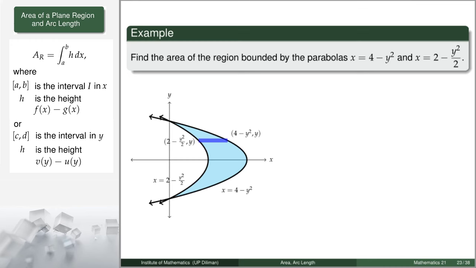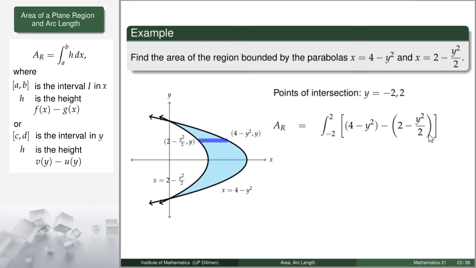So without further ado, let's solve for the interval. To find the interval, I need the points of intersection, and it will be given by negative 2 and 2. Clearly, this is negative 2, and that is 2. So we are looking for y values. Next, I'll need to know the height. The height here is just the right minus the left. So the area will just be the integral from negative 2 to 2. The right function here is just a change in the x. So that means the x value on the right, 4 minus y squared, minus the x on the left, which is 2 minus y squared over 2.